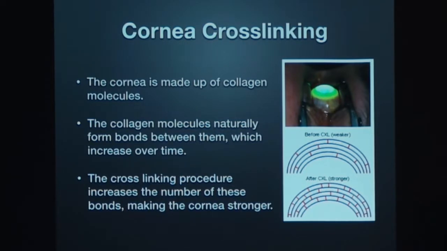So over time, these collagen molecules gradually form chemical bonds between them, and they become more stiff over time. And this is something that just naturally happens through life. So this is just trying to show, as an illustration, the blue molecules being the collagen and the red lines being chemical bonds between them. So the cross-linking procedure increases the number of bonds, making the cornea stronger.